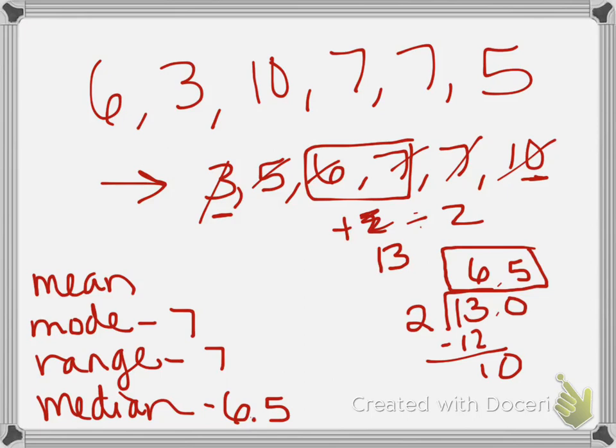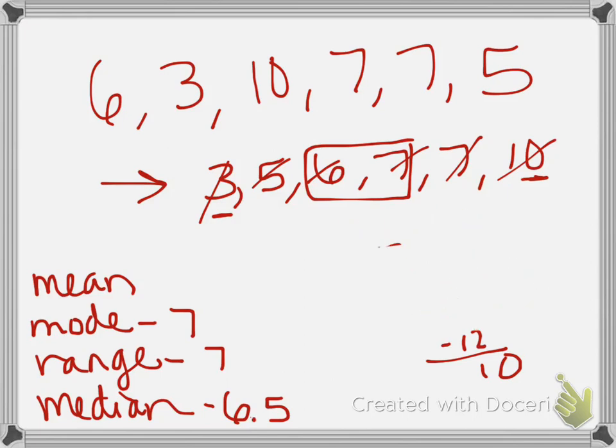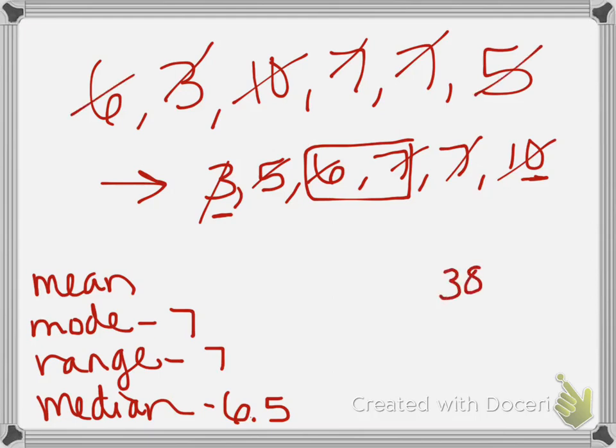And I'm going to clear some space real quick to find the mean. The mean is the average, so I'm going to add all these numbers together. 3 and 7 make 10. So there's 10, 20, 27, 33, 38. I'm going to divide by how many numbers there are. 1, 2, 3, 4, 5, 6.